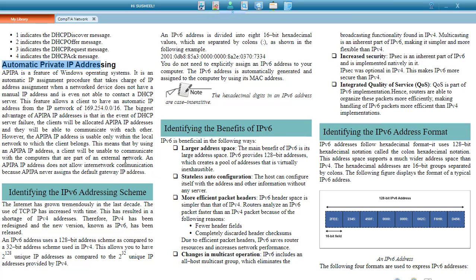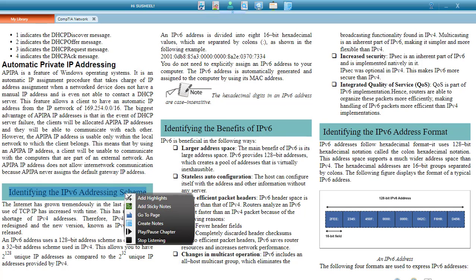Automatic private IP addressing. APIPA is a feature of Windows operating systems. It is an automatic IP assignment procedure that takes charge of IP address assignment when a network device does not have a manual IP address and is even not able to contact a DHCP server. This feature allows a client to have an automatic IP address from the IP network of 169.254.0.0/16.